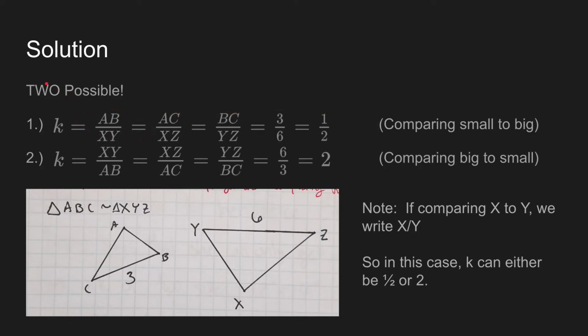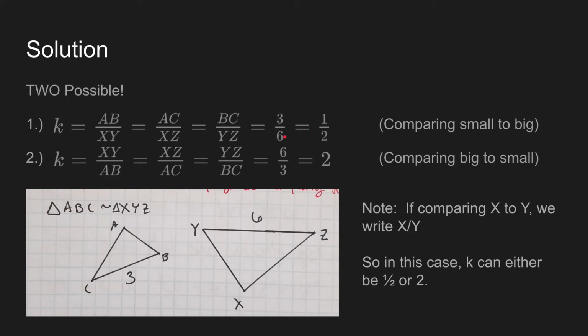So when we're calling the scale factor, we call this k, okay? Now k is equal to AB over XY, which is equal to AC over XZ and BC over YZ. Again, that's just because these are proportional, which when we simplify it out equals 1 to 2. Now this is again comparing my smaller triangle to my bigger triangle.